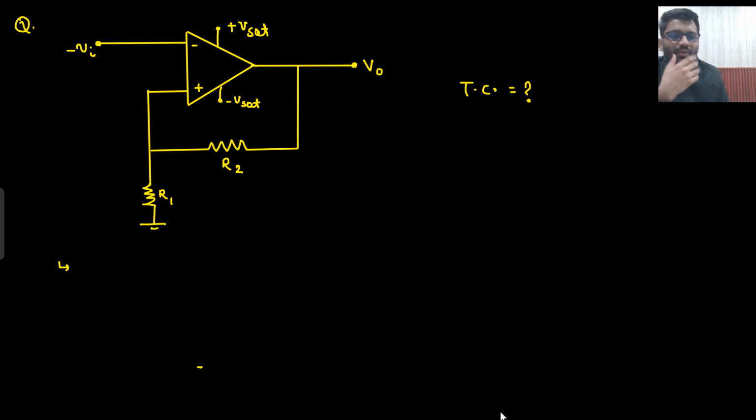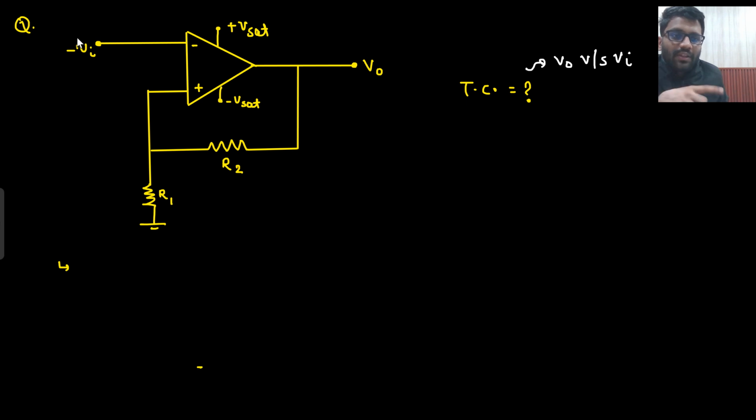What about this one? This is a good question. Just notice one thing there. Transfer characteristics you need to draw. Let me complete the question. For V0 versus V in. You need to draw the transfer characteristics for V0 versus V in, not versus minus V in.